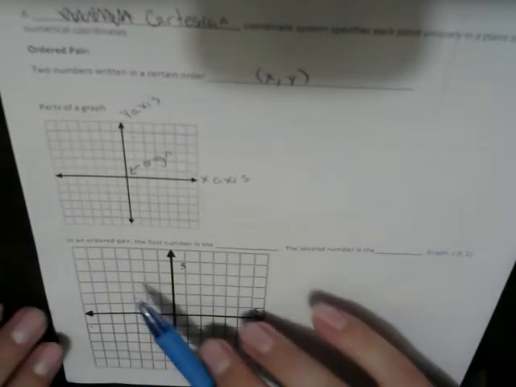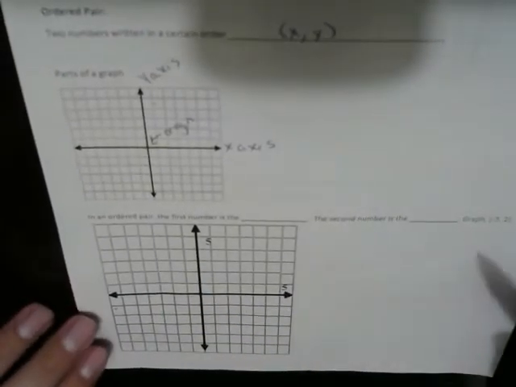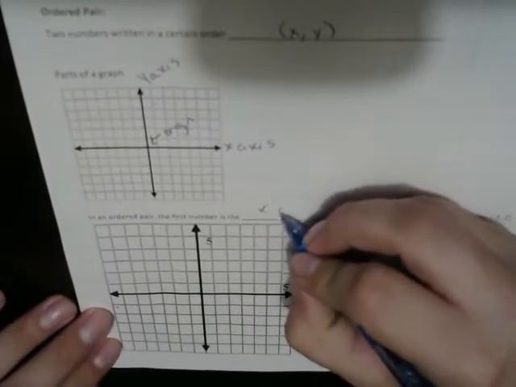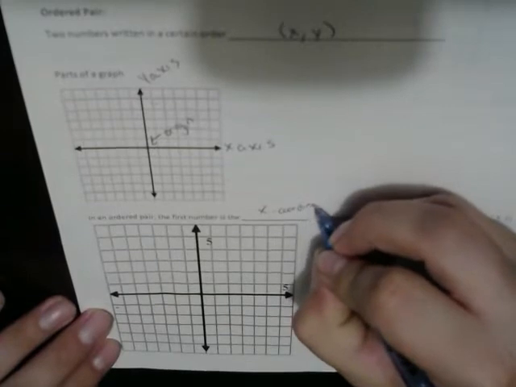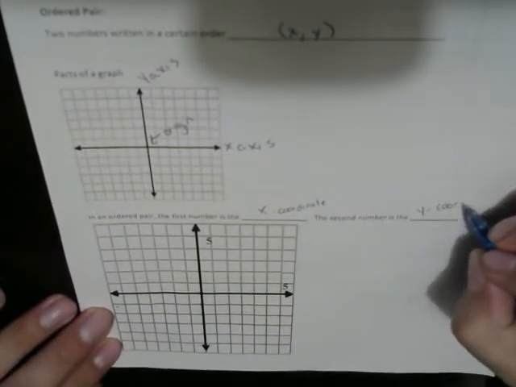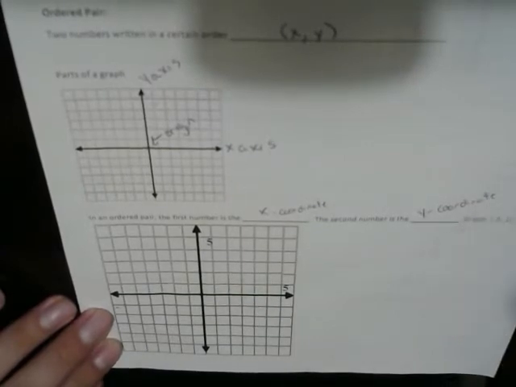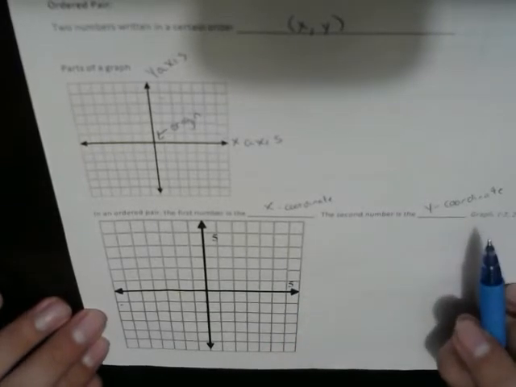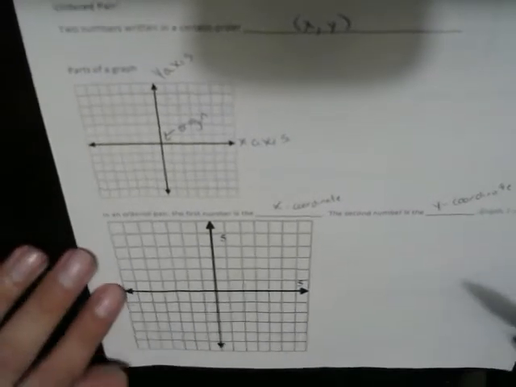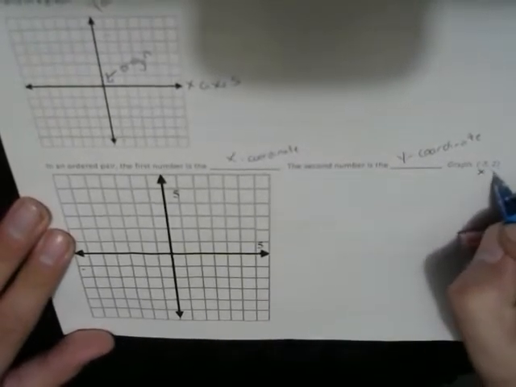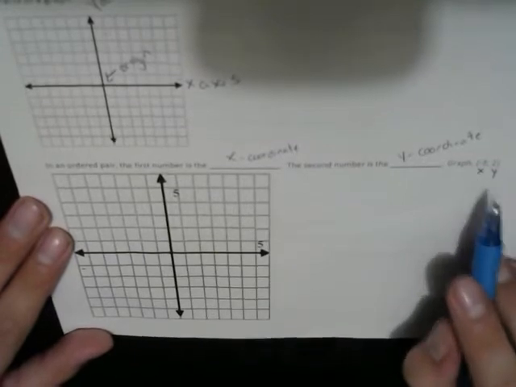Now, in an ordered pair, the first number is the x coordinate. The second number is the y coordinate. So you're always looking for the x, then your y coordinate. Now how we graph these is we look at our coordinate. This is the x, this is the y.